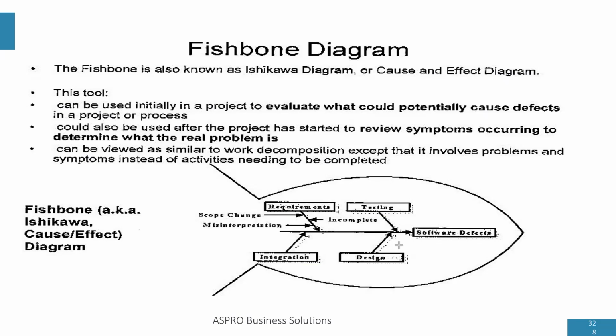So we can use a fishbone diagram, and it's also known as a root cause analysis tool. If you look at all the areas of the project, the team will brainstorm and look at things that could potentially cause defects using the fishbone diagram.